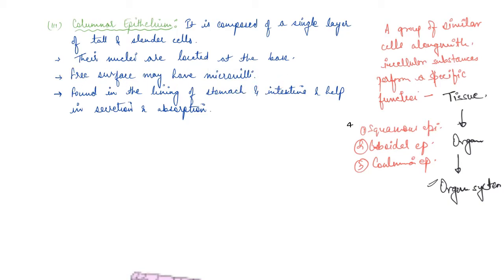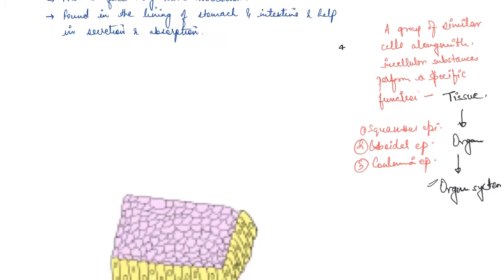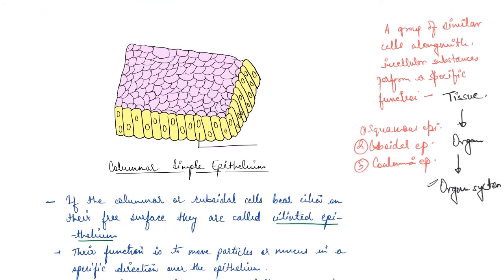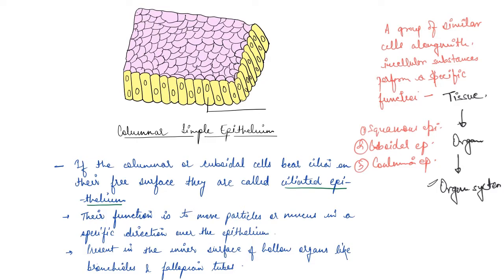Now, where are these cells found? These cells are found in the lining of stomach and intestines, and again it helps in secretion and absorption. If you see the diagram here, these are column-like cells, columnar cells. And if you see here, they have the nucleus towards the bottom, not in the center. So these basically are tall cells, right?